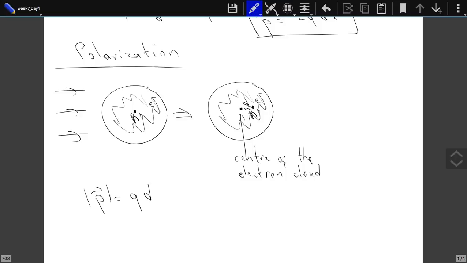Well, they are both shifting. So we have, let's say, this is the nucleus, this is the electronic cloud. When the electric field applies, the nucleus moves in one direction, the electronic cloud moves in the other direction. So this is our new equilibrium point. In the equilibrium configuration, the distance between the center of the electronic cloud over here and the center of the nucleus is what we call d. They're both shifted.